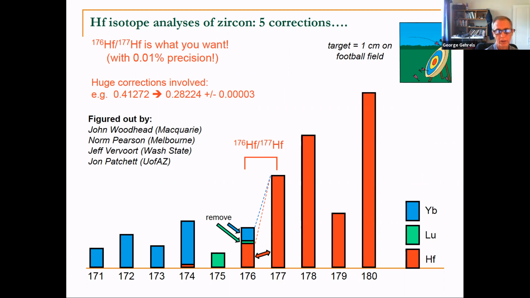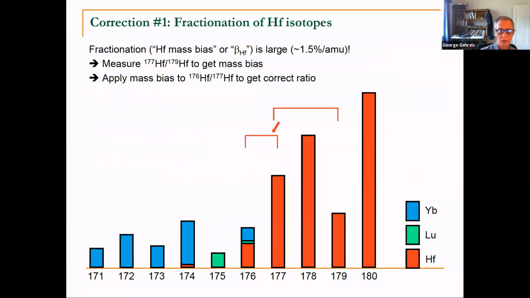Hafnium is a super tedious method in the laboratory. I'm going to walk you through these 5 corrections just to kind of show you the ingenious nature that these geochemists figured out how to do this. And you'll be doing this when you come to the lab.